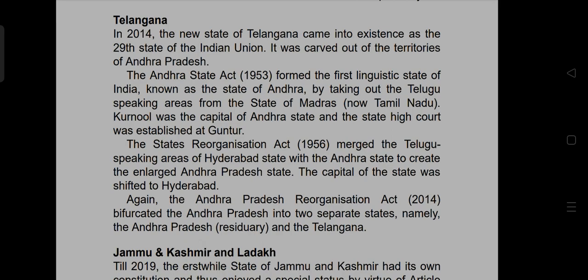The States Reorganization Act of 1956 merged the Telugu-speaking areas of Hyderabad state with the Andhra state to create the enlarged Andhra Pradesh state. The capital of the state was shifted to Hyderabad. Again, the Andhra Pradesh Reorganization Act of 2014 bifurcated Andhra Pradesh into two separate states, namely Andhra Pradesh Residuary and the Telangana.